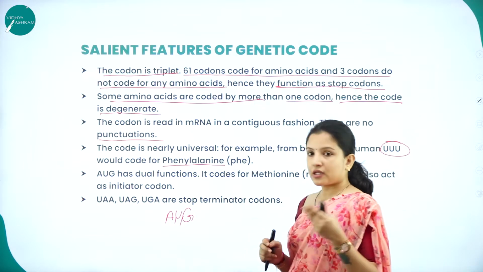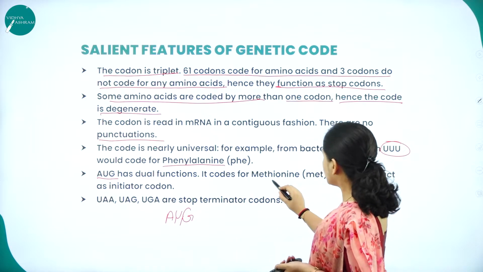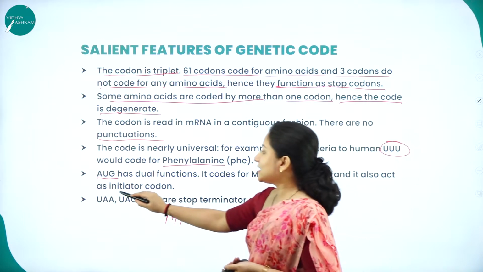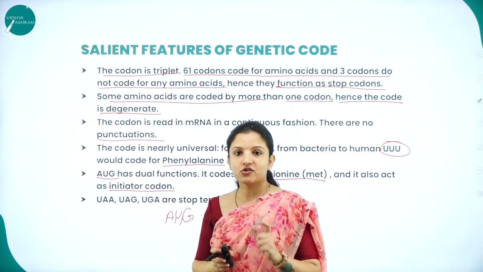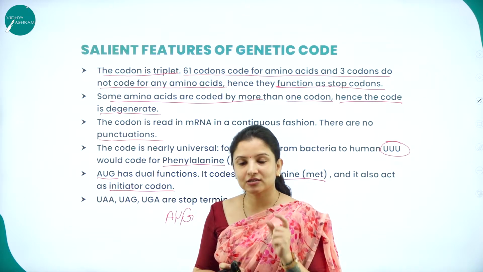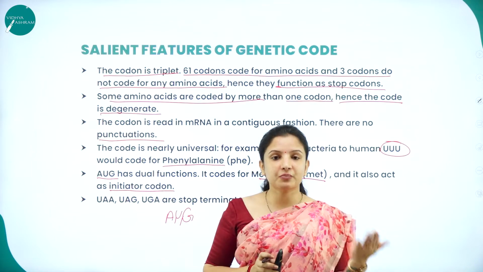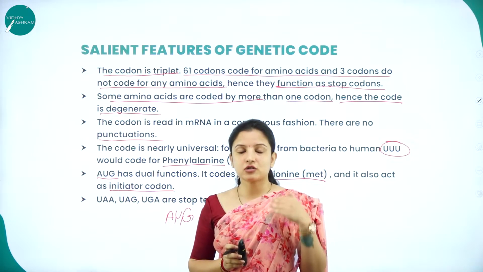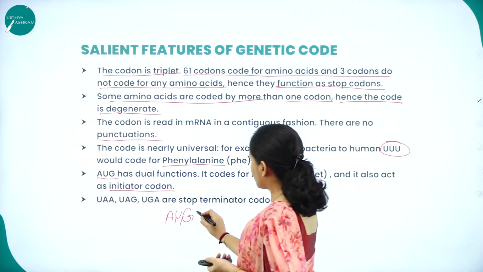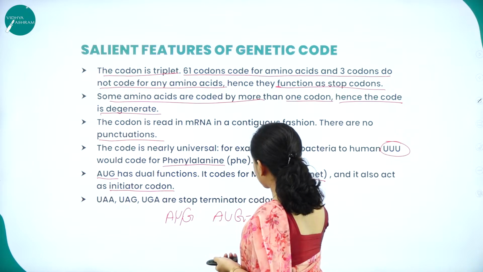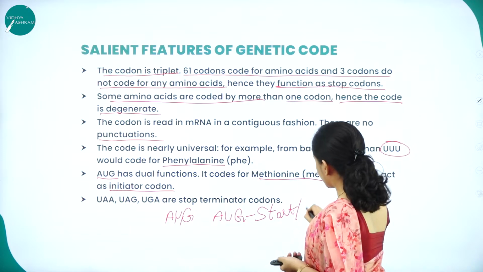And AUG, as I said, has 2 functions. One, it codes for methionine, and also it is the initiator codon. So where is the initiator codon present? It is present in the promoter region of the DNA strand, which starts the process of transcription. This you have studied in the previous session of this chapter. If you have forgotten, you can just go back and have a look at the video. You will understand. So here AUG is one such codon, which also acts as the start codon, or the initiator codon.